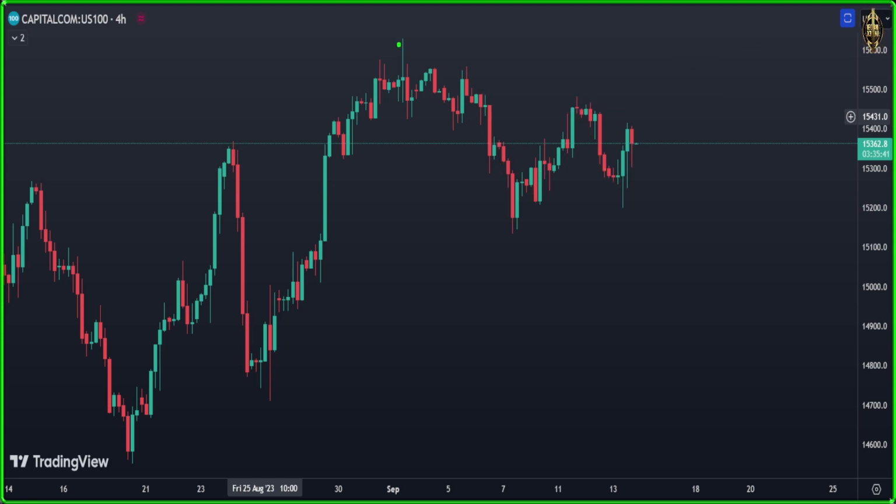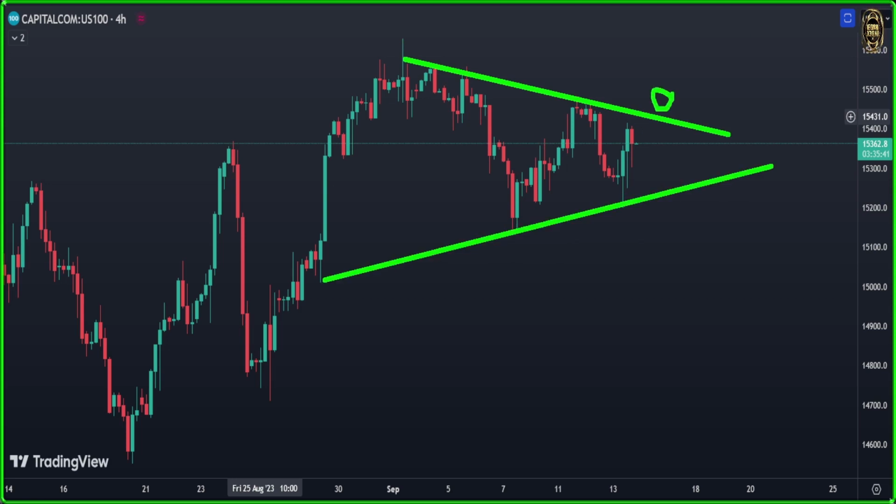Another very important thing here, you can make something like that, as you see it. It's a triangle here. If it's broken here, you can enter more long. If it's broken down here, you can enter short. So here in the Nasdaq 100, you got a very clear symmetric triangle, and you need to wait where it's going to be broken, here or here. So till now there is nothing. You need to wait until the right time.